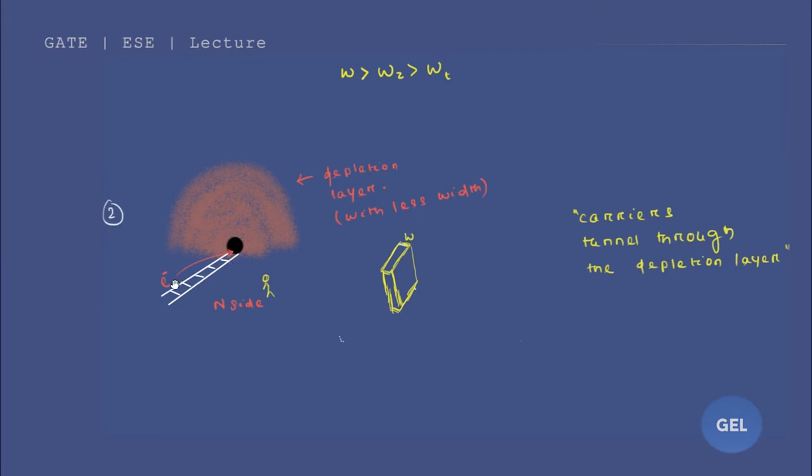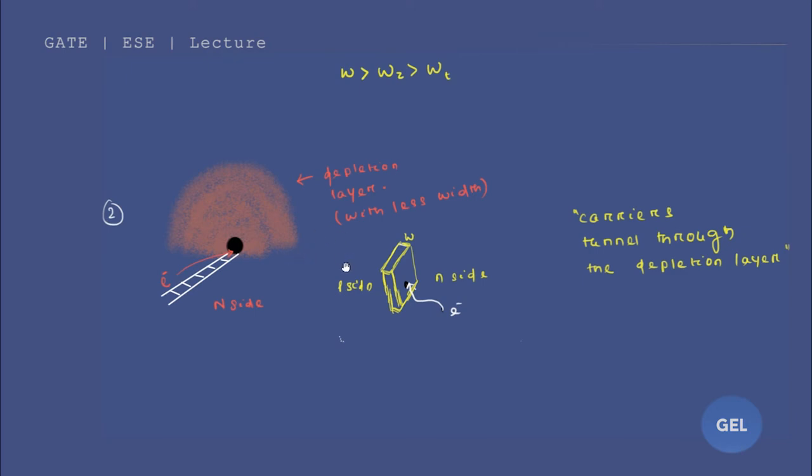Okay. Now, electron. This is our N side. And the other side is our P side. This is your N side. Okay, this is your P side. Okay, understand? Now, this is your tunnel. Electrons have to tunnel through this depletion layer from the N side to the P side, and holes have to tunnel through this depletion layer from the P side to the N side.